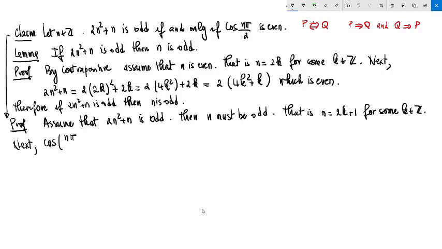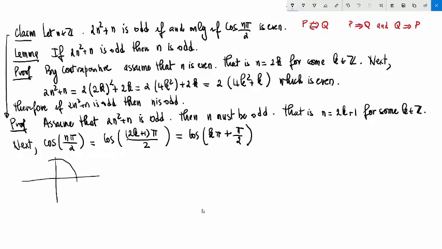So next, cosine of n pi over 2 becomes cosine of (2k plus 1) pi over 2, which is cosine of k pi plus pi over 2. Right, so remember from the unit circle, hope you remember from the unit circle, we know that k pi will be either here or there, right?